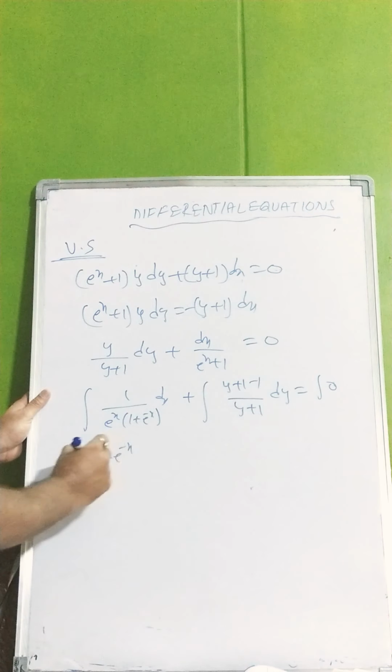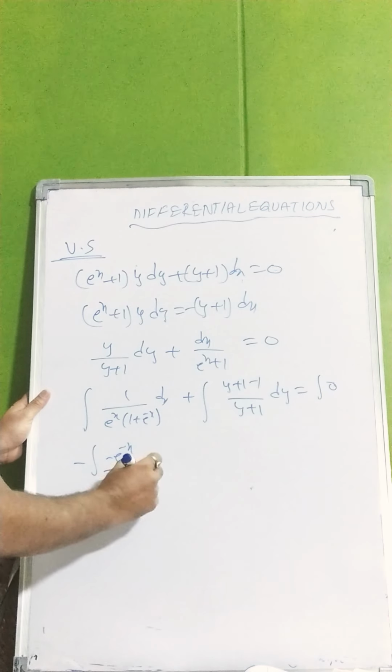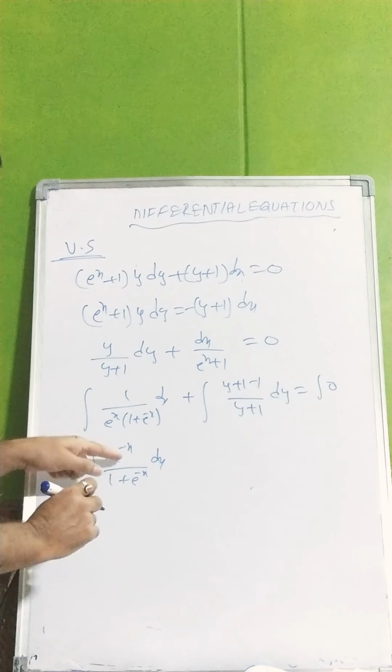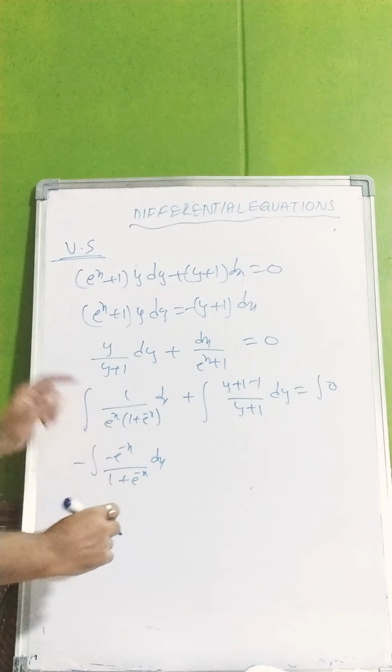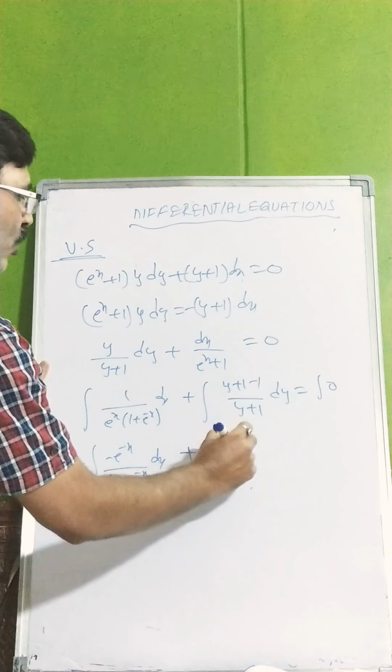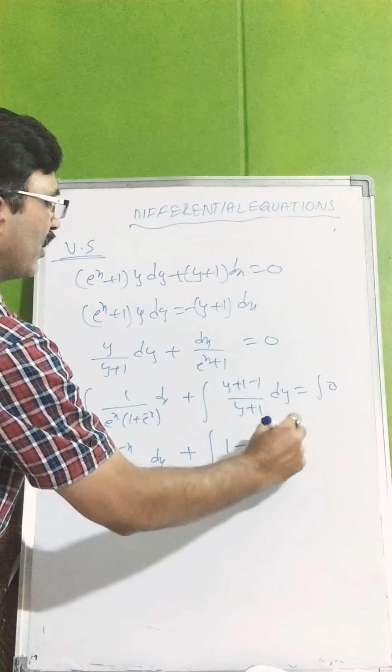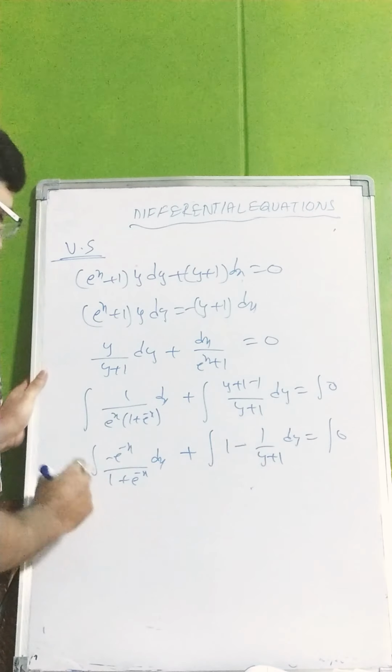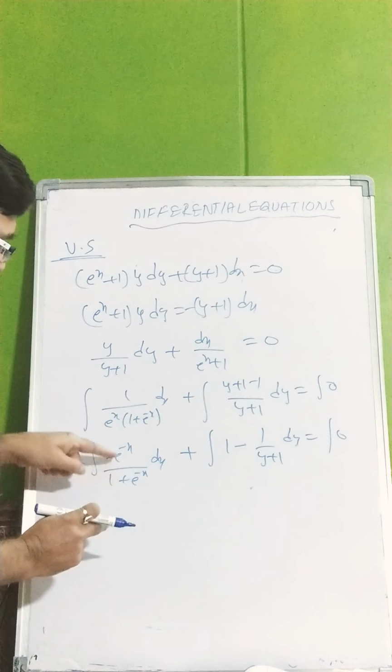Okay, the derivative of this one is minus. I'll write like this: dx. See, integral of minus e to the power of minus x by 1 plus e to the power of minus x. And whereas here, 1 minus 1 by (y plus 1) dy, integral 0 is there. Just you see here. Is the derivative of this one there or not?